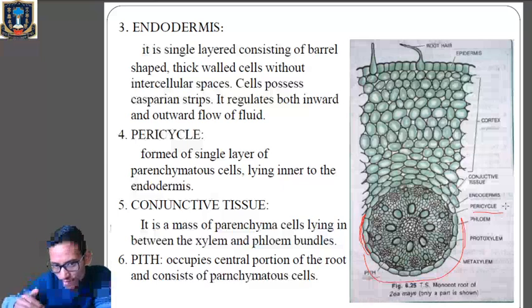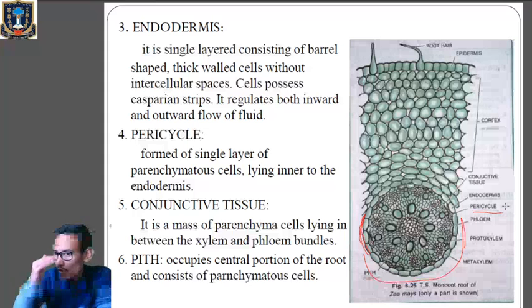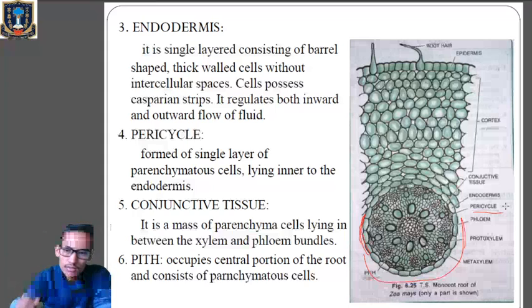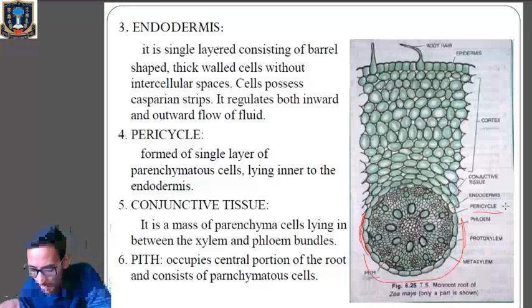So thus it lies inner to the endodermis here in case of monocot root. Okay, so we will find endodermis, then next to the endodermis or just below the endodermis we will find the next layer of cells which is made up of parenchyma cells called the pericycle. It just lies inner to the endodermis.